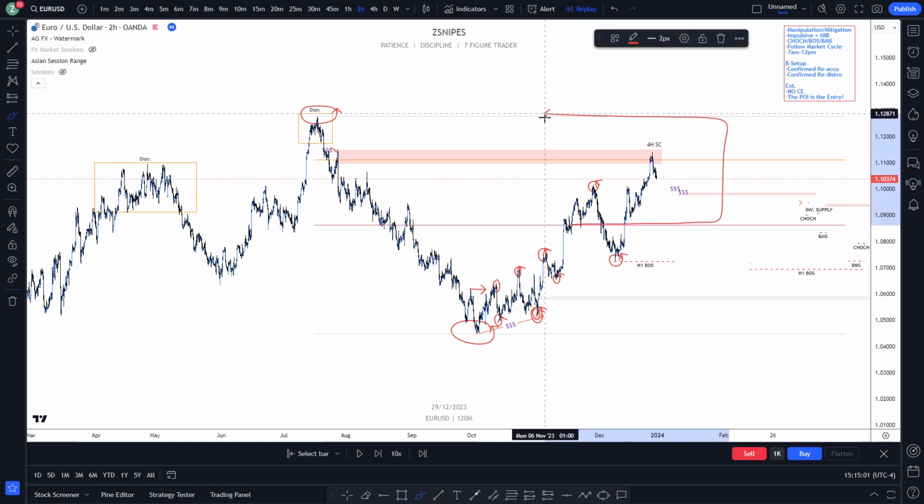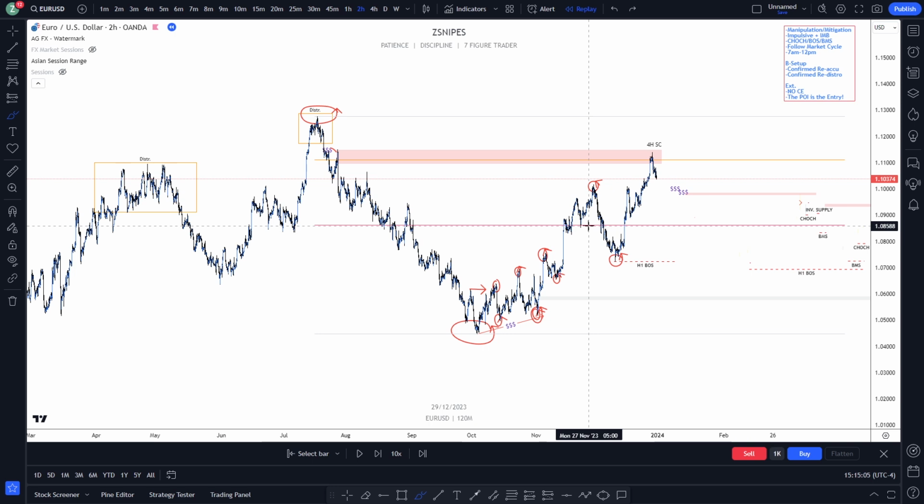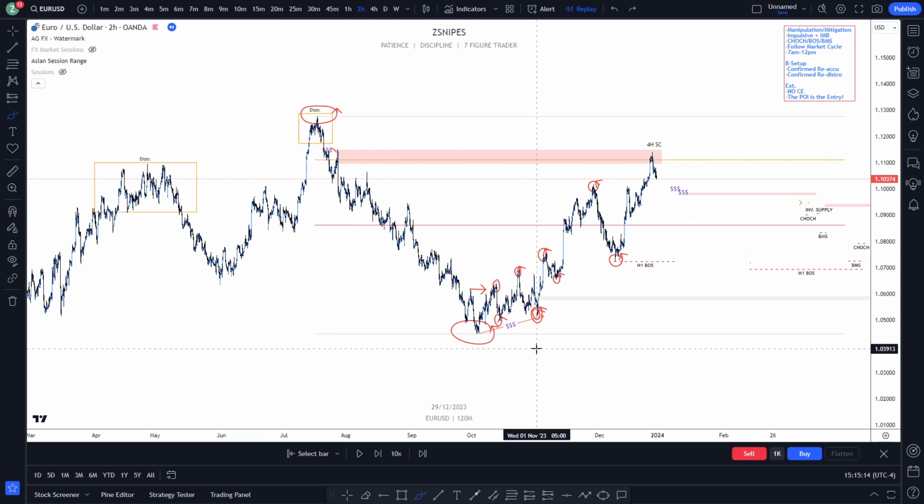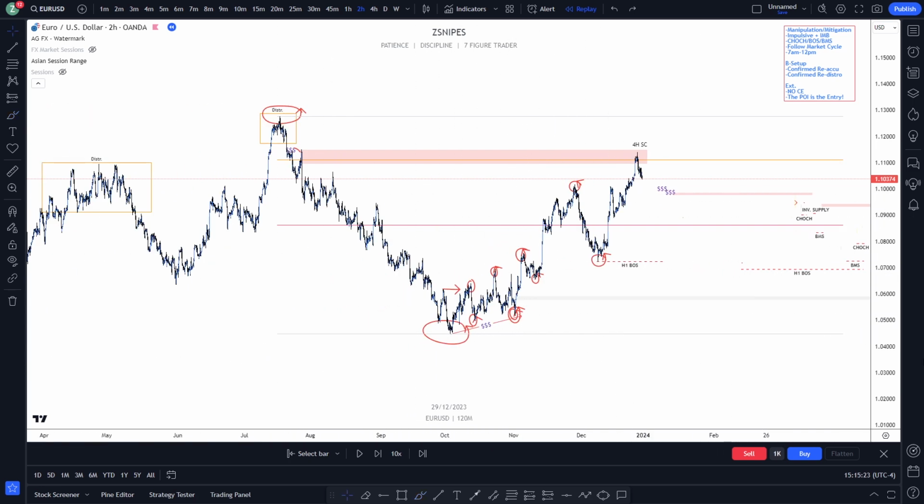Once we get into premium pricing, this is where we start becoming cautious with our buys. Why? Because now we know that, hey, the market made this new leg to the downside on the higher time frame, and we know what the market does. The market always pulls back. We always retrace, right?